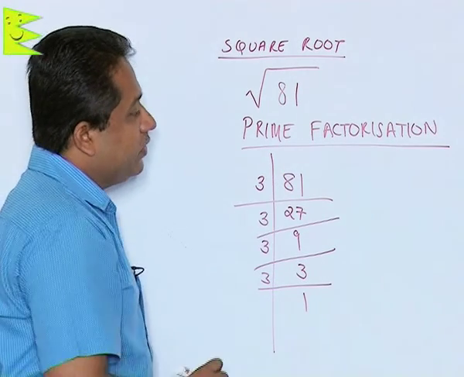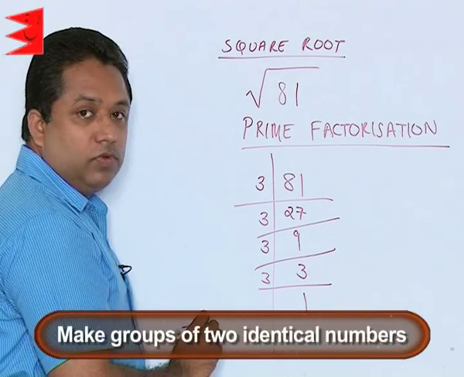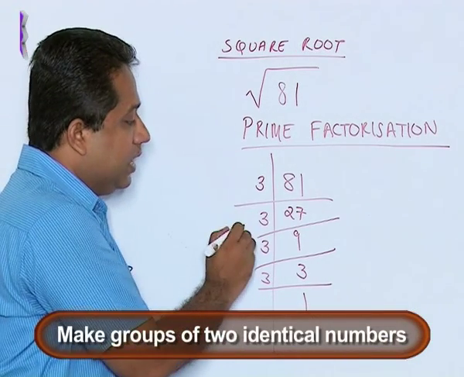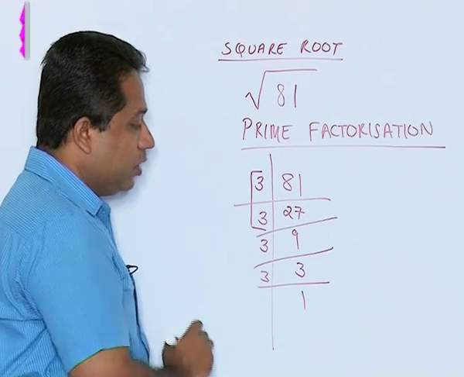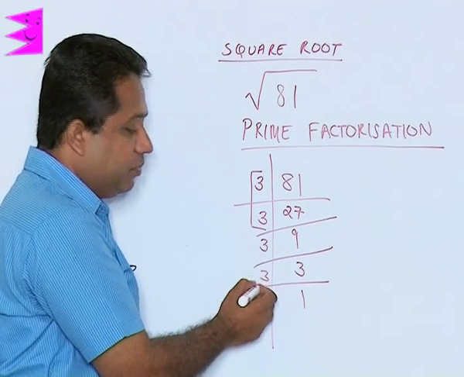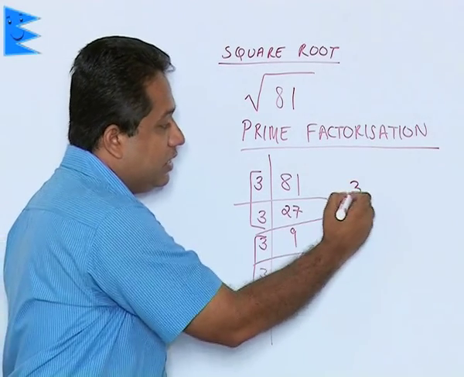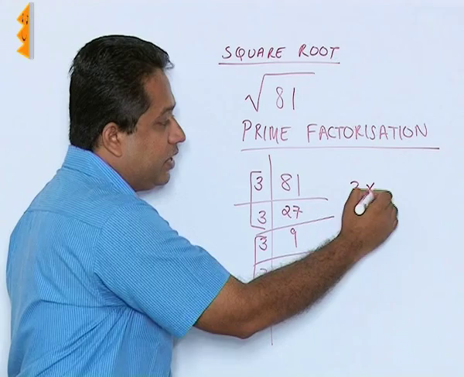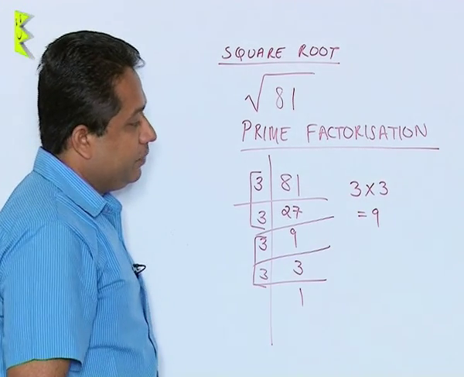Now, in the prime factorization method, if you have to find the square root, we are going to make groups of 2 identical numbers. So, we have 2 identical numbers here, 3. So, this becomes one group and we have 2 identical numbers here. So, this becomes another group. So, we have a group of 3 and here also we have a group of 3. So, we get 3 multiplied by 3, that is 9.